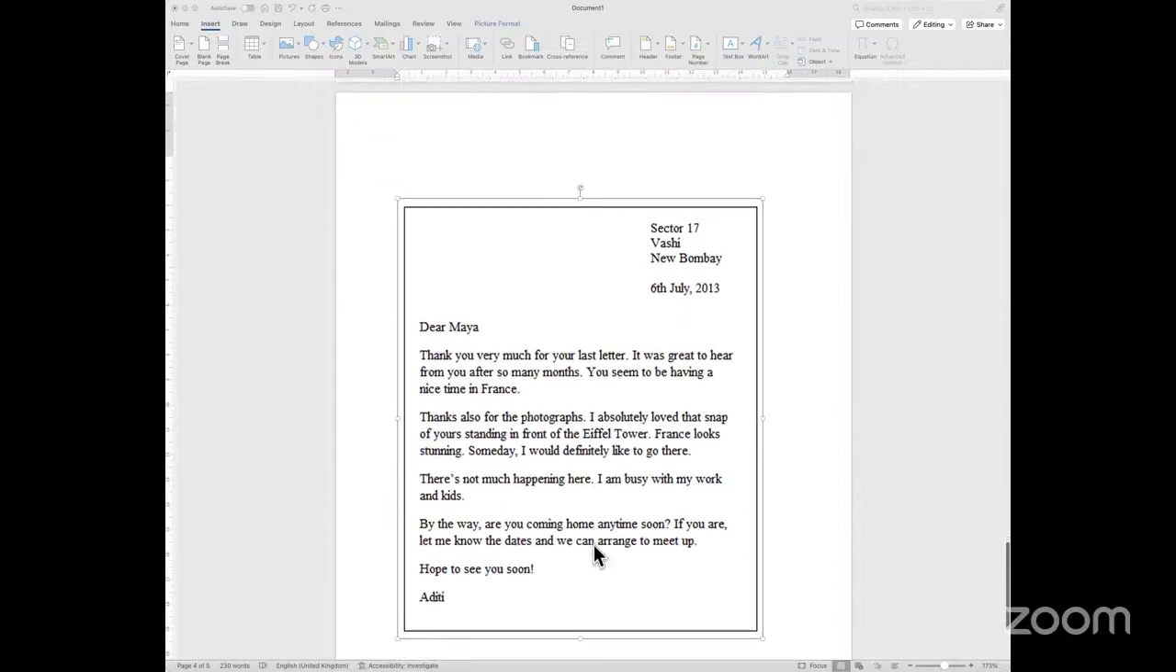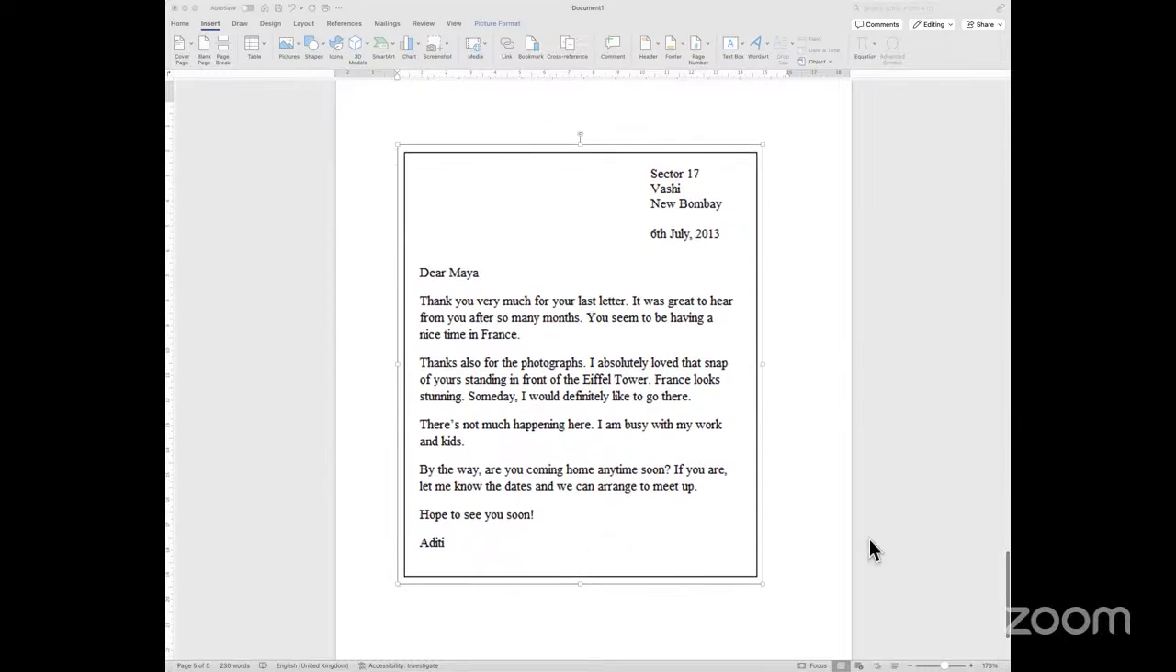Okay, let's look at another example. Now, is this a formal letter or an informal letter? Informal. Okay, and why do you think this is informal? "Dear Maya." That's correct. What else can you spot? The ending, "Hope to see you soon," and the words used.